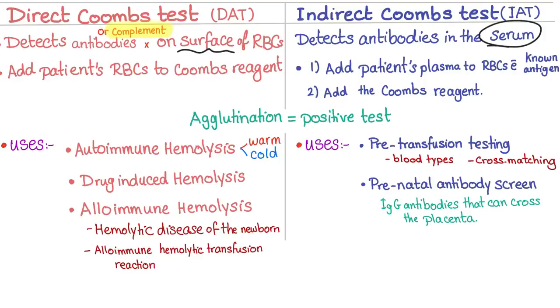In cases of warm autoimmune hemolysis, it was IgG on the red blood cell surface. In cases of cold, it was IgM on the surface of red blood cells.